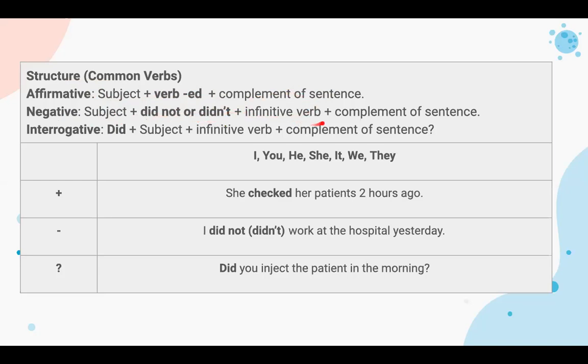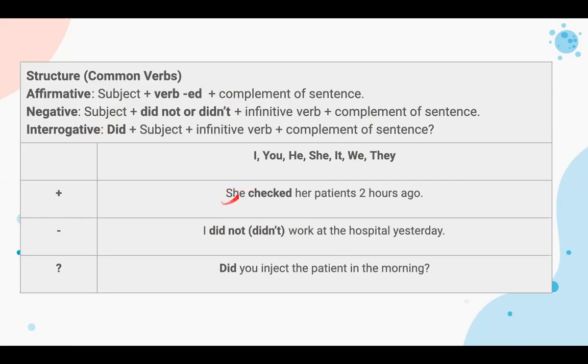And then we have the verb in infinitive. Aquí el verbo no se cambia. No se le agrega ed, no se le hace ningún cambio. Entonces, si su verbo es, entre paréntesis, dice work, and it's a negative sentence, in simple past va a decir work, se deja como work. O sea, cuando están en paréntesis es lo de ejemplo. We do not change the verb in simple past in negative sentences. And the complement of the sentence. And then interrogative, did, at the beginning, the subject, and also the infinitive verb. No se cambia el verbo. And the complement of the sentence.